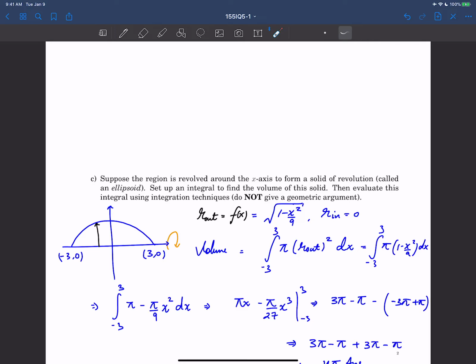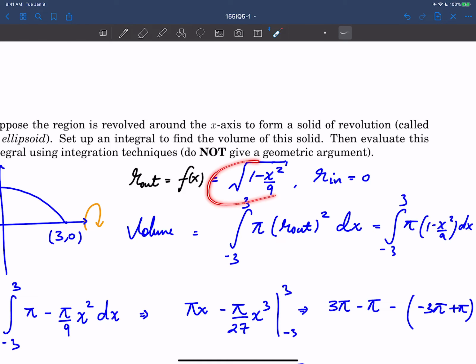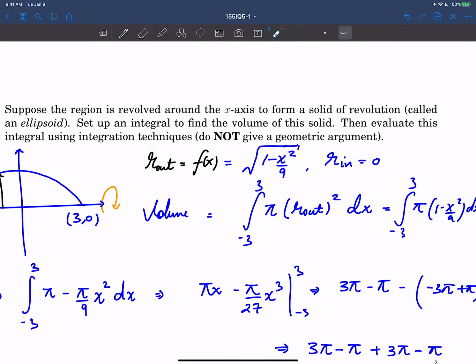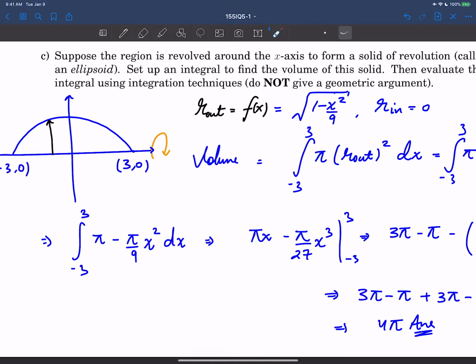So that's this. And now r out is this function here, so you have to square that, and you get this expression, and then you see an integral that you can take easily, taking the antiderivative. When you expand the inside, you're left with pi minus pi over 9 times x squared, and then the antiderivative of this, or the integral, is just pi x for this, and then pi over 27 x cubed for that one. You can definitely check it yourself.